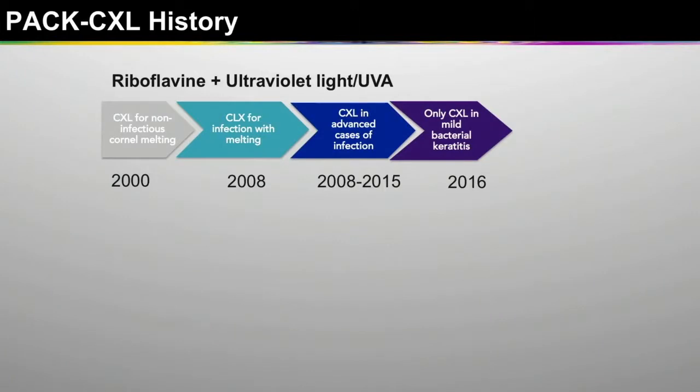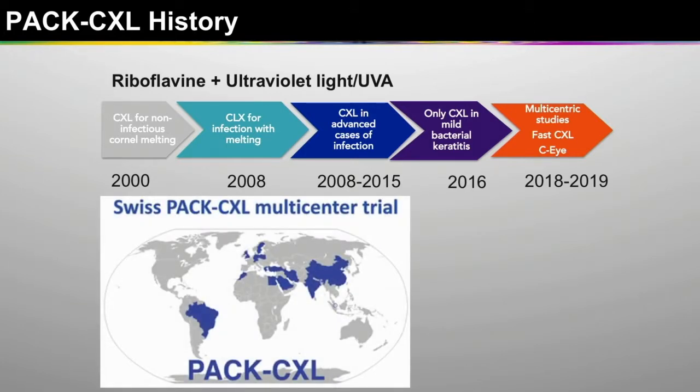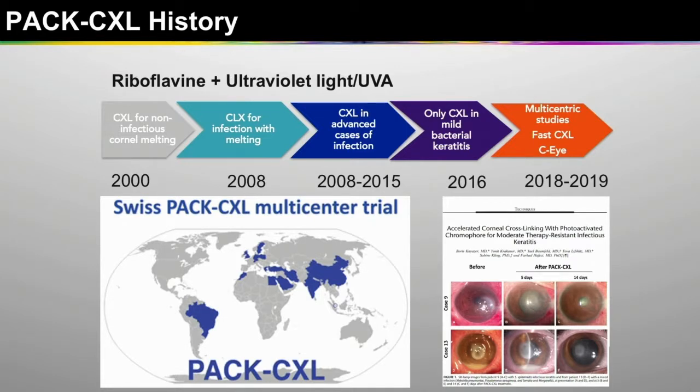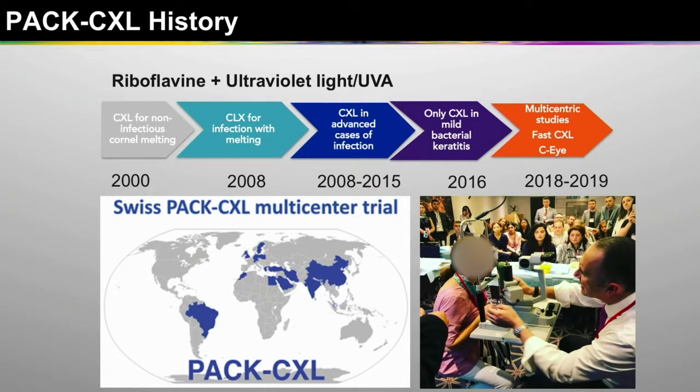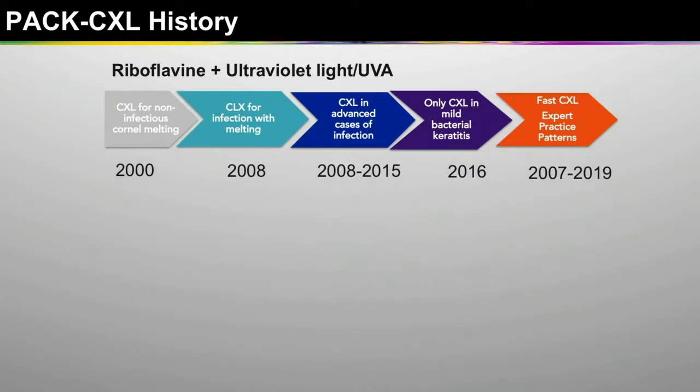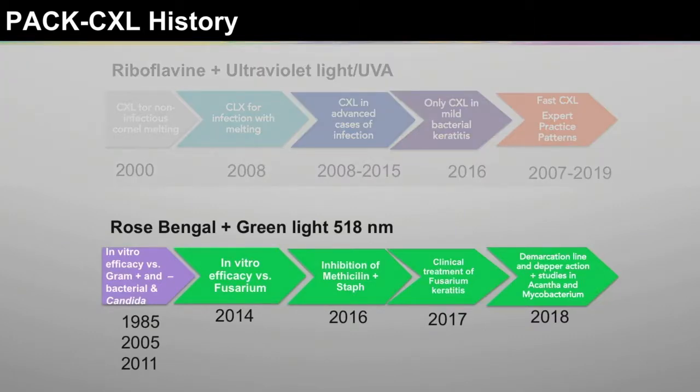So what do we have as new perspectives? Well, for the use of riboflavin with UV light, we now have other multicentric studies going on, especially the ones organized by the group of Hafezi. We now have some papers coming with accelerated cross-linking with good results, especially for bacterial keratitis. And now we have the new CXL device that can be incorporated into the slit lamp, which can facilitate the treatment of patients. But we also have the use of different chromophores, like rose bengal.